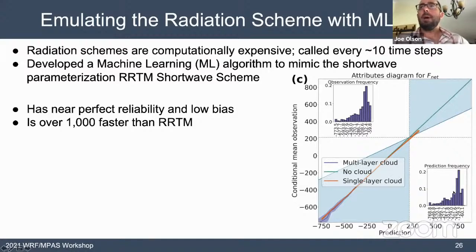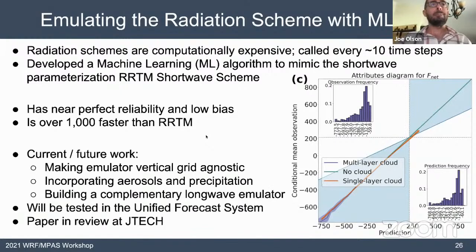And the overall distribution of predicted net radiation matches fairly well with the observed frequency. And since this is about 1,000 times faster than our TM, we can really run this every single time step and the model would still run faster. However, it still needs a little bit of work.